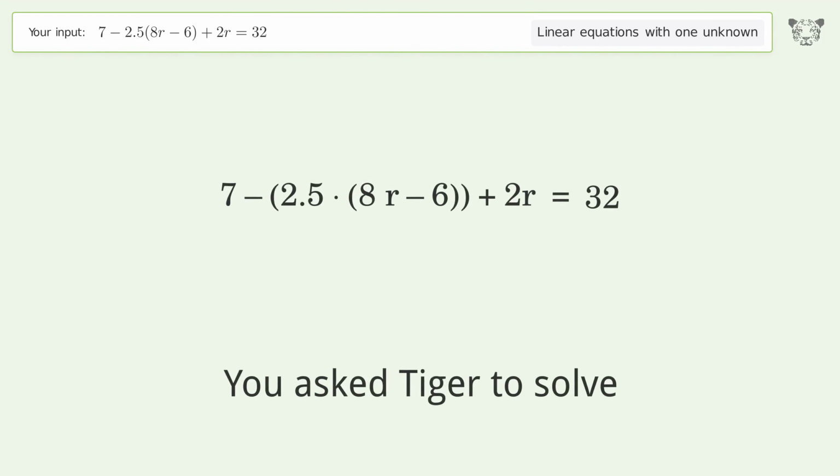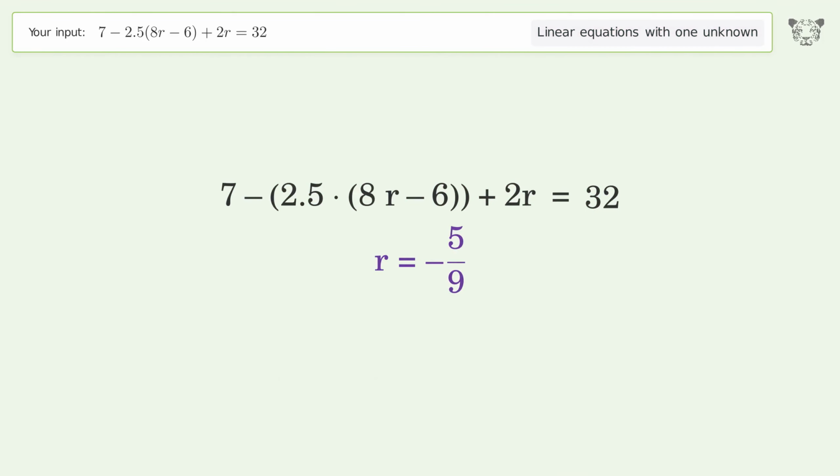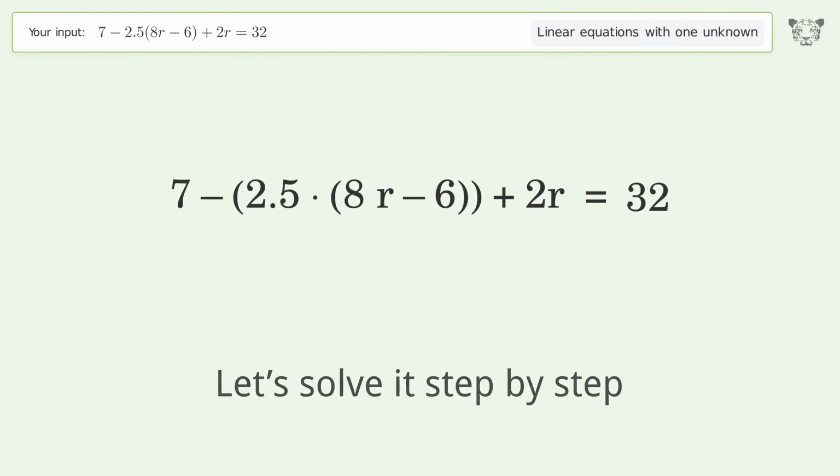You ask Tiger to solve. This deals with linear equations with one unknown. The final result is r equals -5/9. Let's solve it step by step.